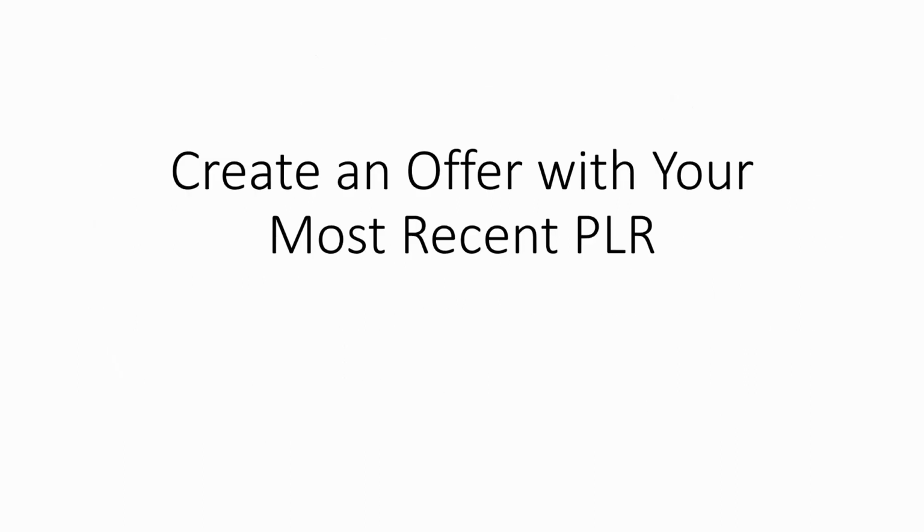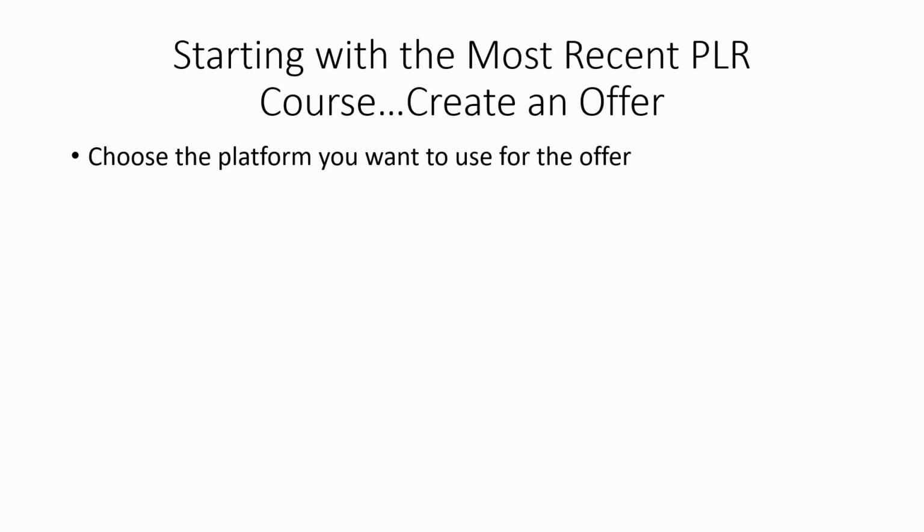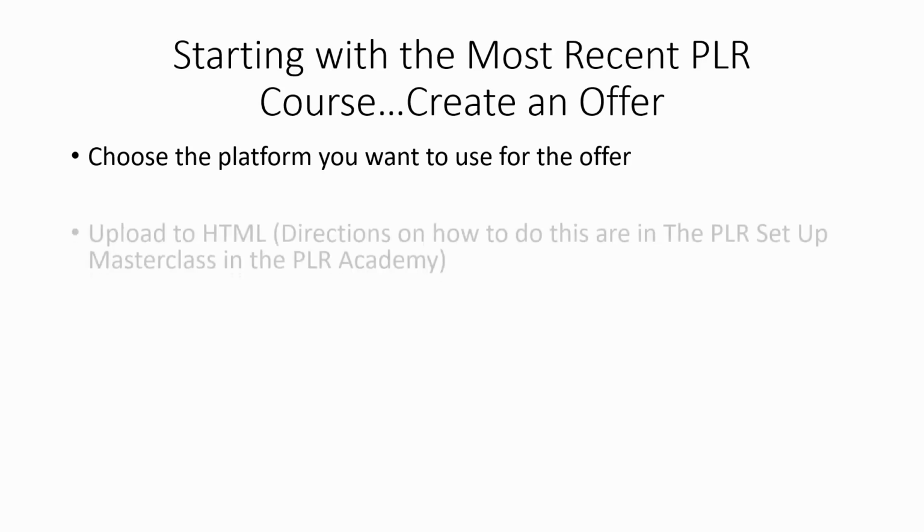Now, what you must do is create an offer with the most recent PLR. Choose the platform that you want to use for the offer. The most recent one is going to be StreamYard. So I want you to start with the most recent and work your way backwards. Start with StreamYard and create an offer.